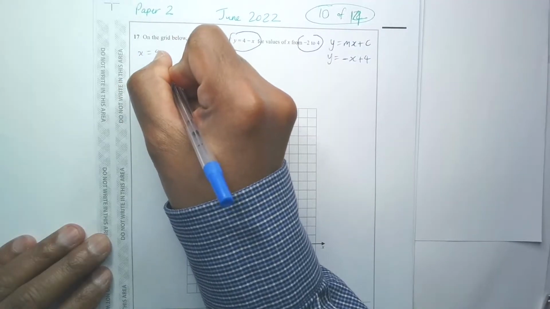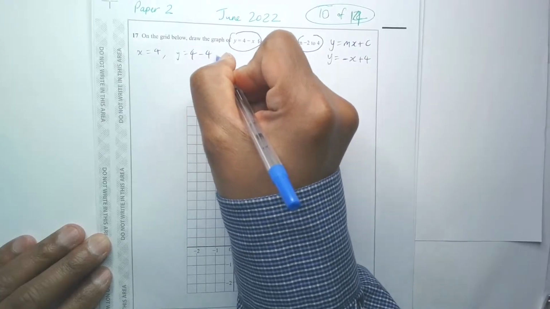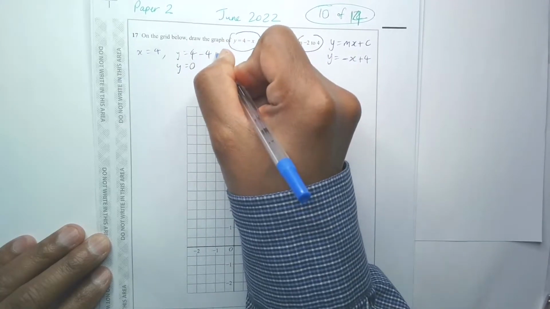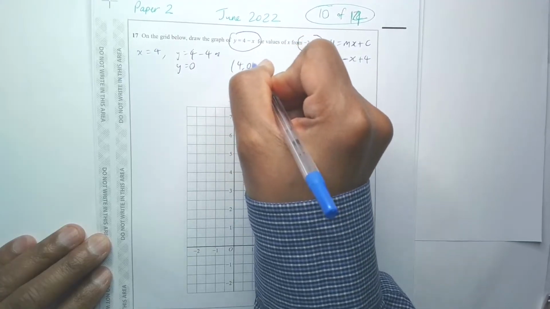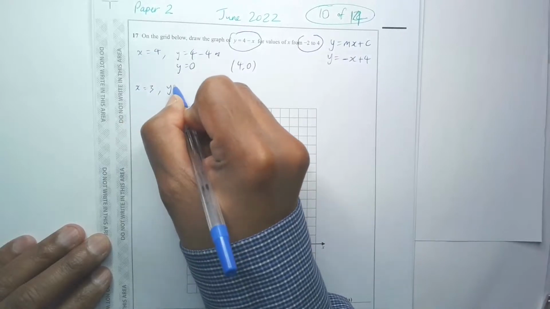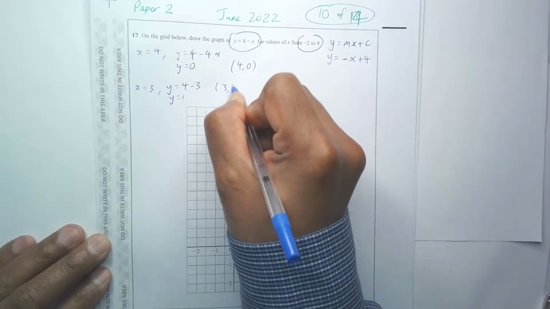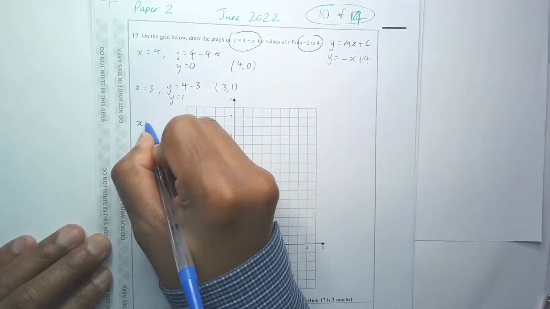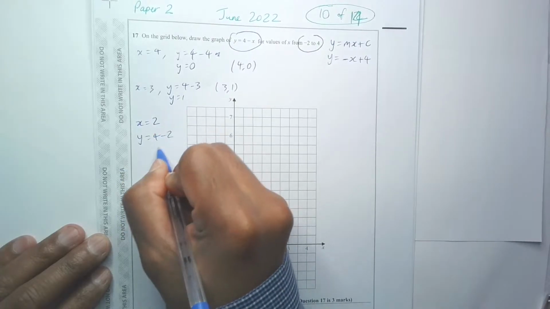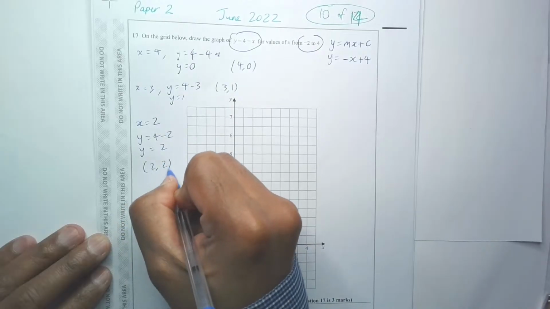So if I say x equals 4, all I'm doing is y equals 4 take away 4. That gives me 0. y equals 0. So my coordinate becomes 4, 0. That's one coordinate. The next one would be x equals 3. y equals 4 take away 3 is 1. So my next coordinate is 3, 1. And then my last one, x equals 2. y equals 4 take away 2, y equals 2. So my coordinate is 2, 2.